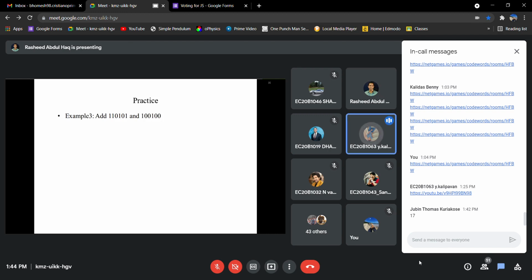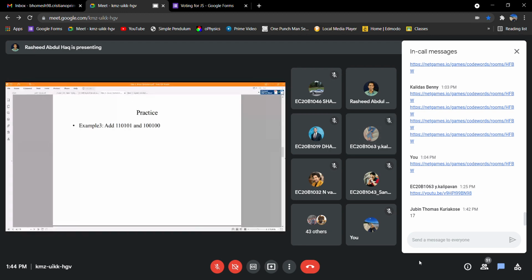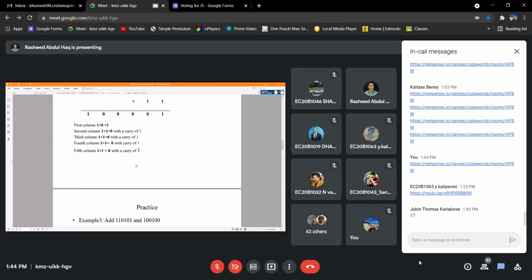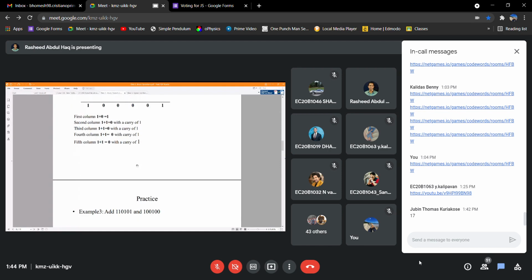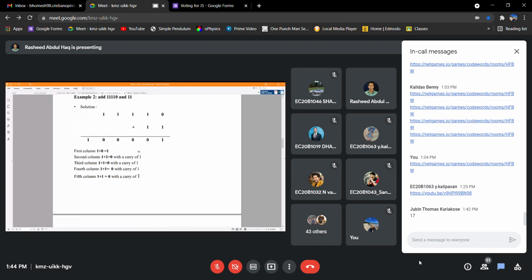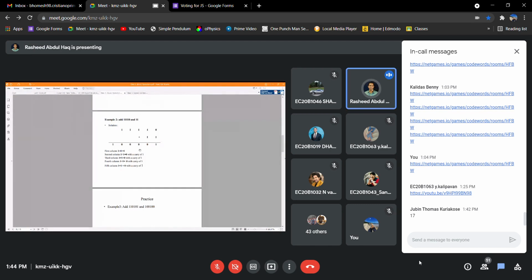Sir, can you show the previous example? Okay, I will show you the previous example, so you can do that by checking it. Okay, now both are visible, right? The question and the previous example.